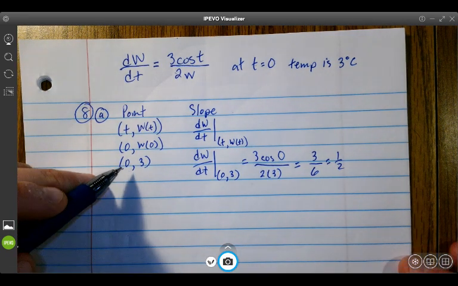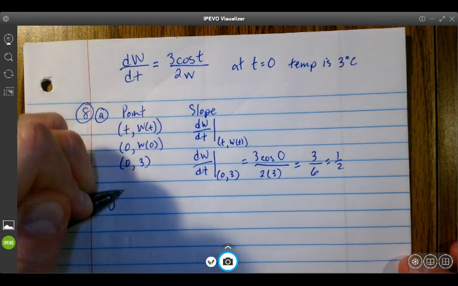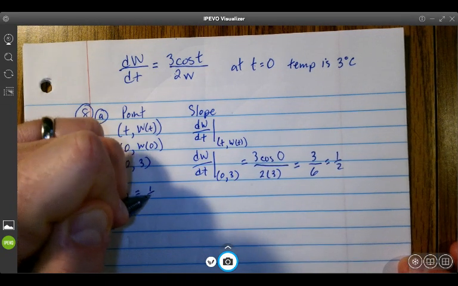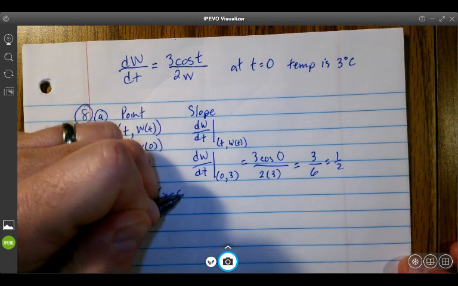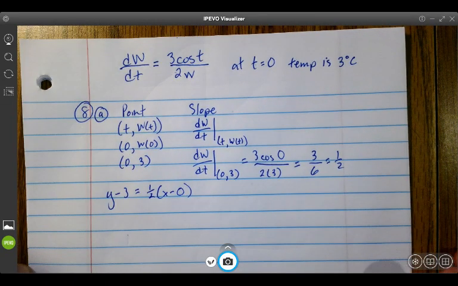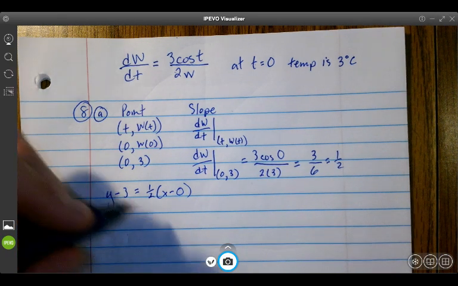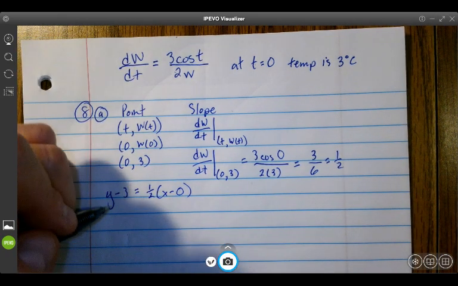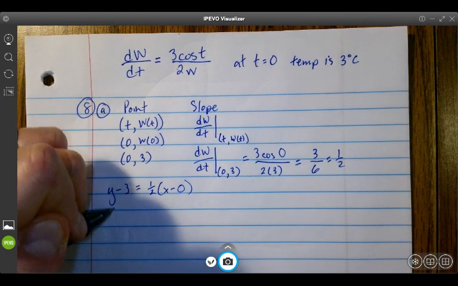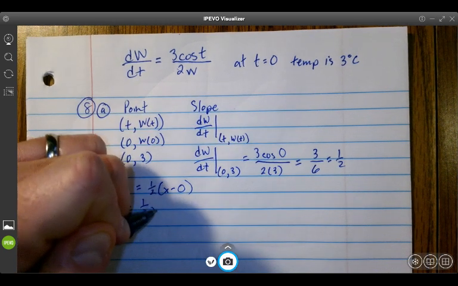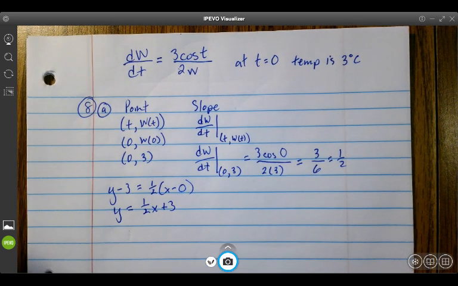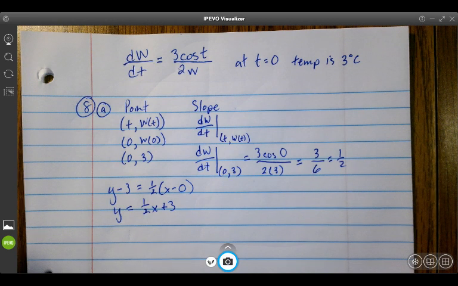So we use our point slope form, so we could say y minus 3 equals 1/2 of x minus 0, right? In this case, you could write x or t or whatever, but you're going to say, okay, then y equals 1/2 of x plus 3, right? All right, so that would be the equation of the tangent line.